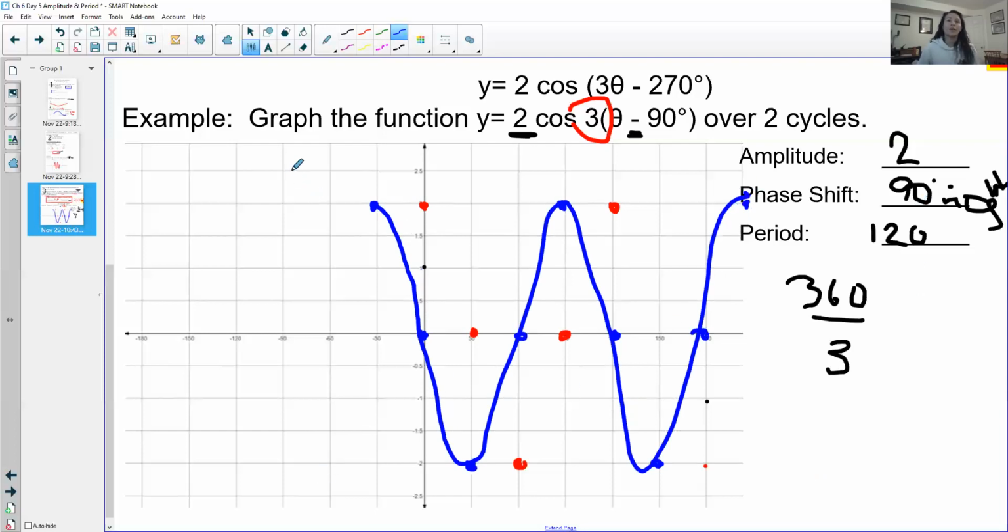So we have our cosine curve that has been curve sketched without creating a table of values. It has been vertically stretched by 2, horizontally compressed by a factor of a third or 3, translated to the right 90 degrees, and we have 2 cycles, and we've listed all of our information to the right. Okay, that's it for today, guys.